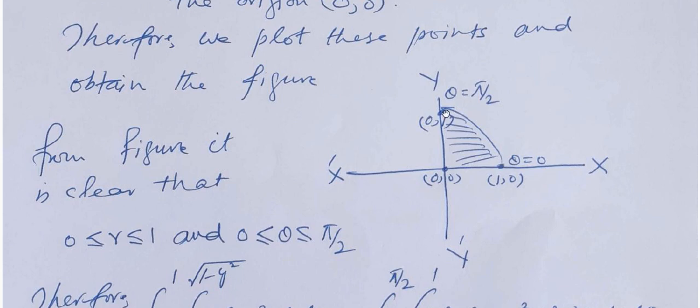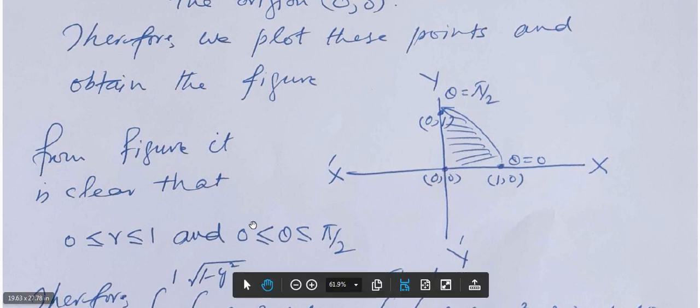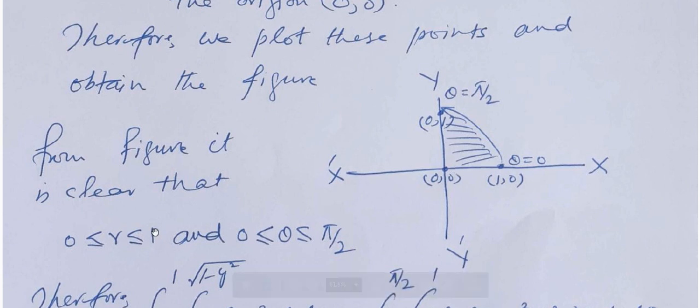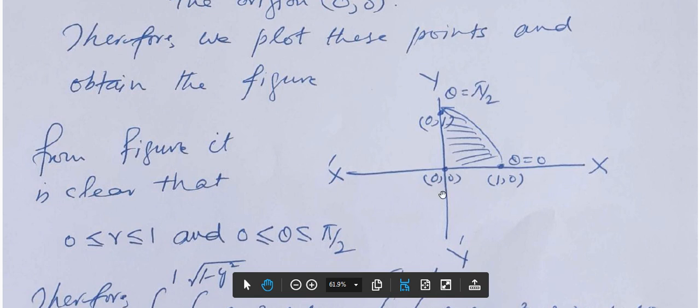So you will not join with a straight line, because this will be a circular shape. It means this will be your fourth part of the circle, which has origin at (0, 0) and radius of 1 unit. It is 1 unit here and 1 unit here. So therefore your radius is from 0 to 1. Your r varies from 0 to 1, because we said we would take r as the distance from the origin. So the distance from the origin is 0 to 1, and your angle varies from 0 to pi by 2.